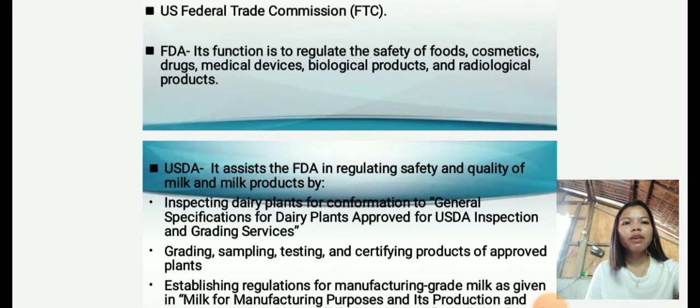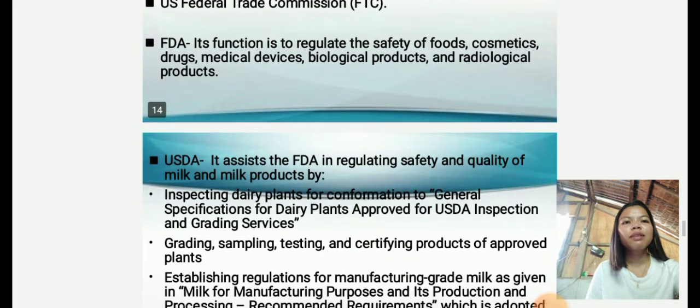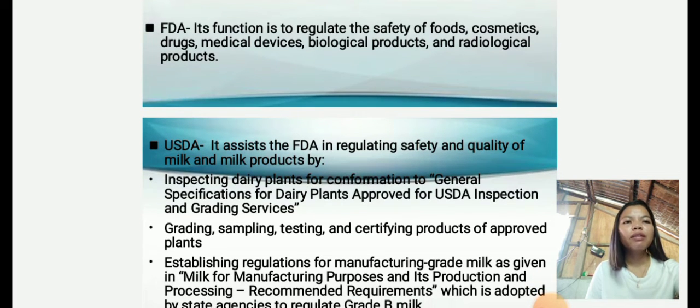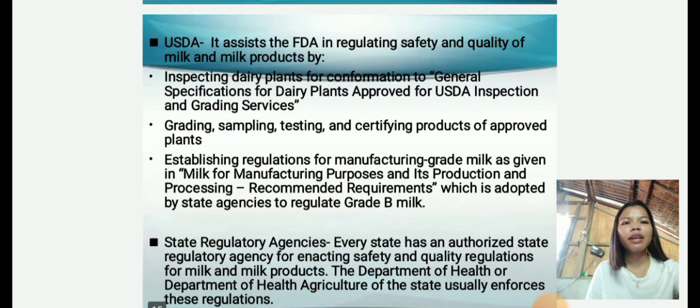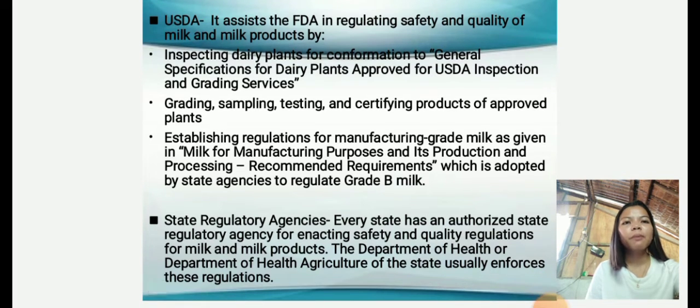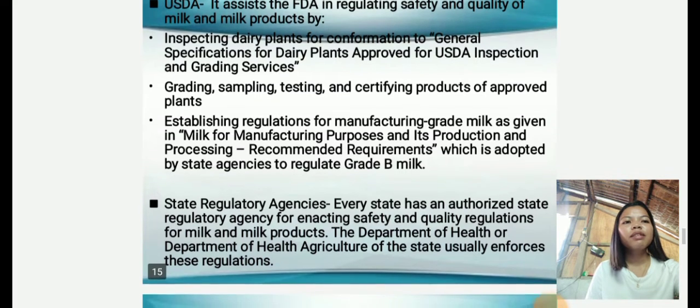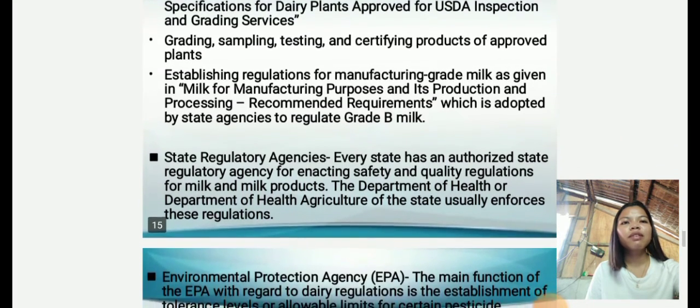FDA. Its function is to regulate the safety of foods, cosmetics, drugs, medical devices, biological products, and radiological products. USDA. It assists the FDA in regulating the safety and quality of milk and milk products by inspecting dairy plants for conformation to general specifications for dairy plants approved for USDA inspection and grading services.